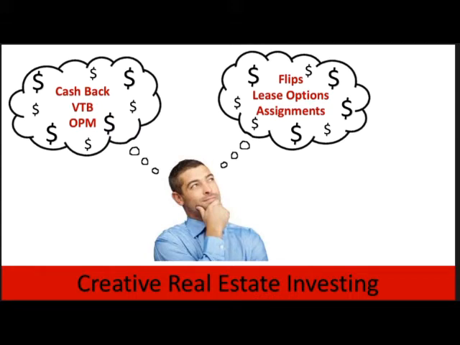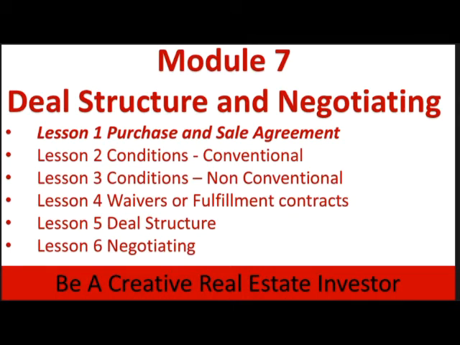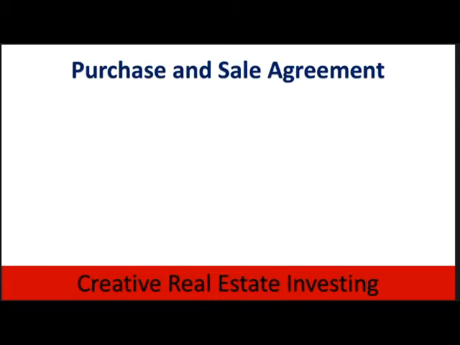So in module number 7, we're going to talk about deal structure and negotiating. But before we get into that, we've got a few other things we need to cover, such as the purchase and sale agreement, as well as conditions both in the conventional and the non-conventional manner. We'll also need to talk about waivers and fulfillment of contracts. Then we'll wrap up module 7 with deal structure and negotiating. So let's get started with purchase and sale agreement.